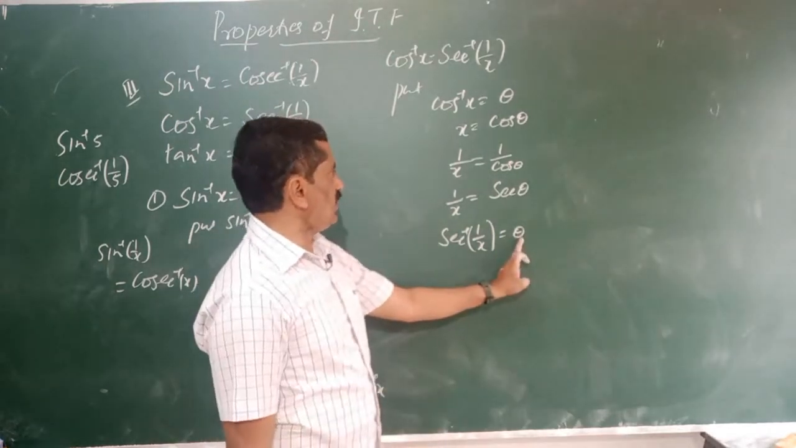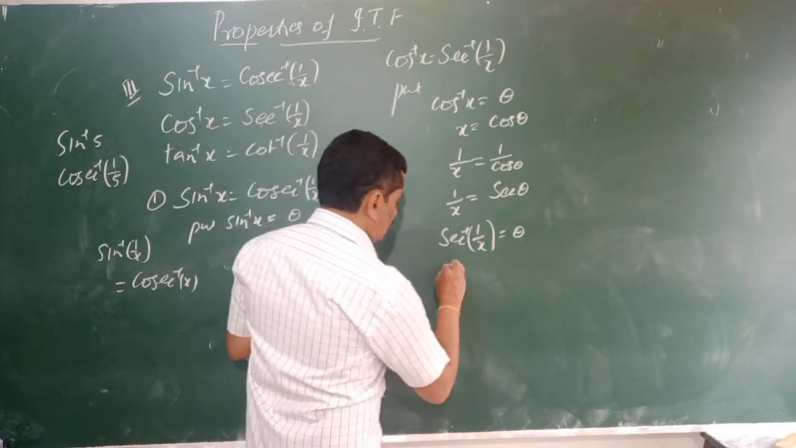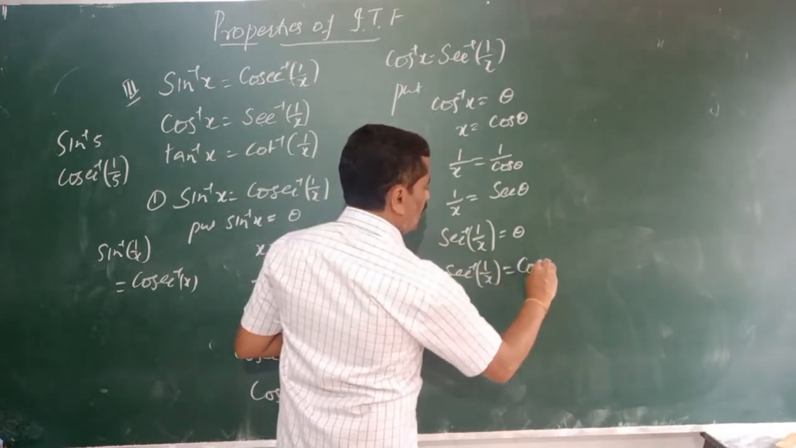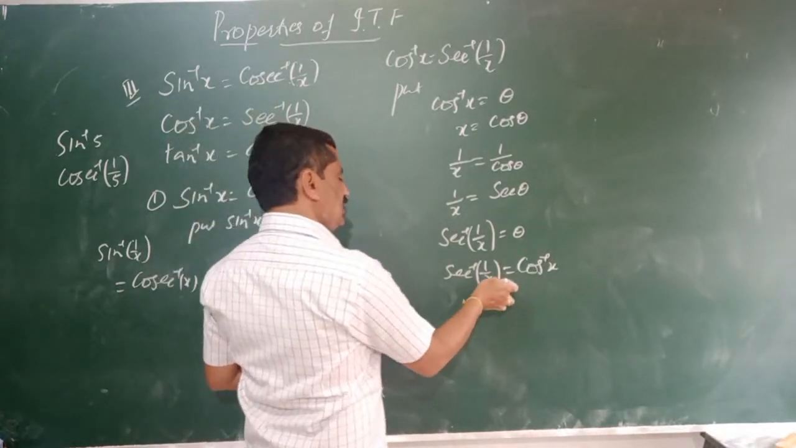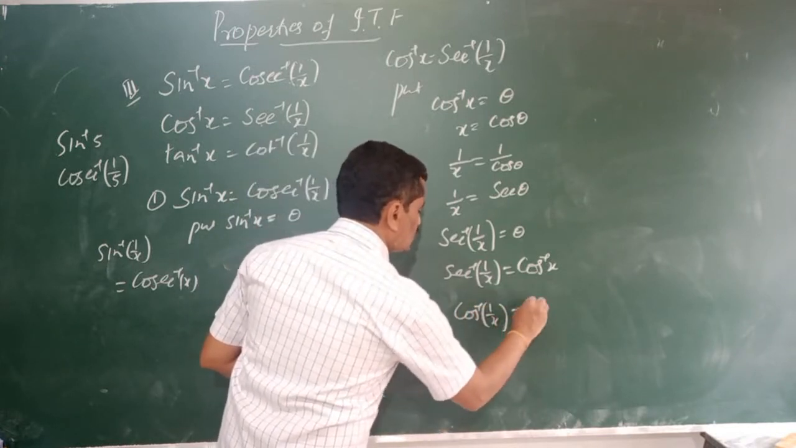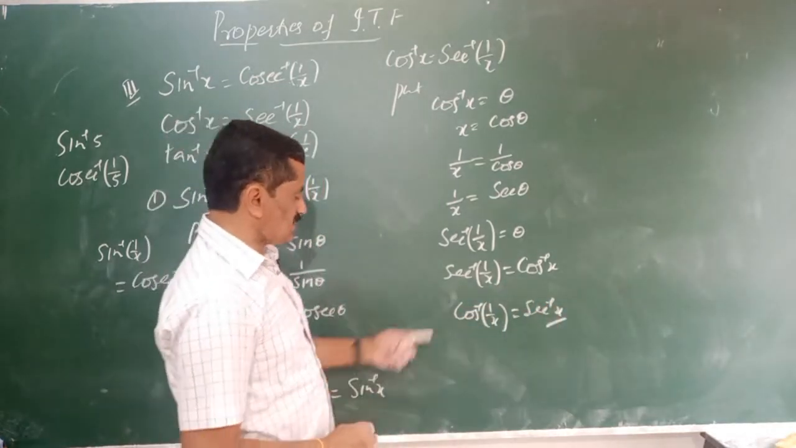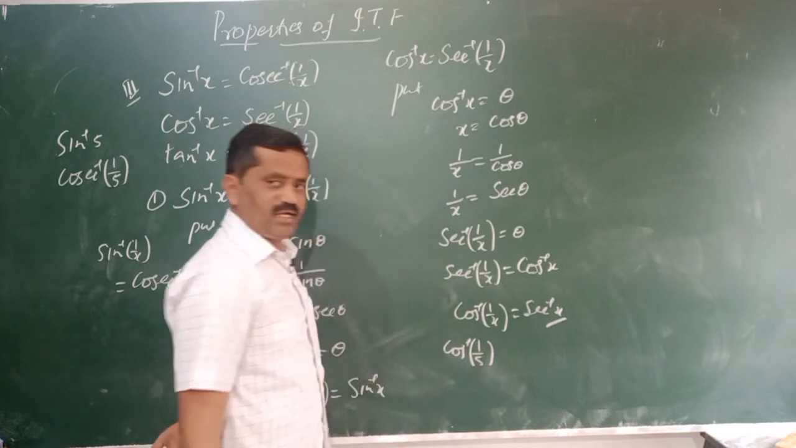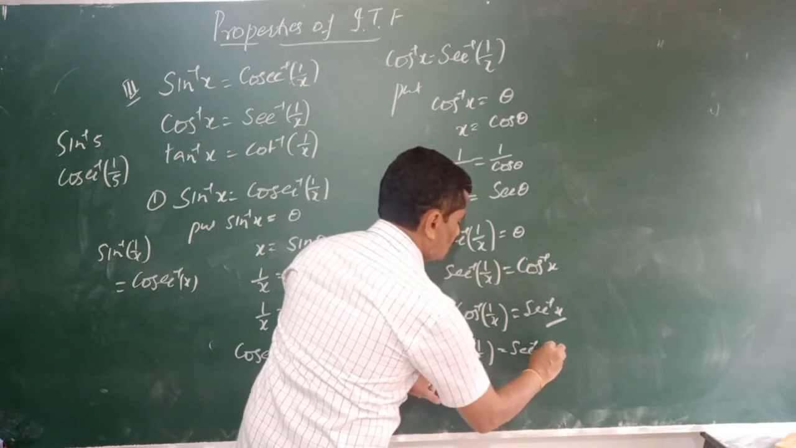But what is the value of theta? We have cos inverse of x. Therefore secant inverse of 1 by x is equal to cos inverse of x. So this can also be written as cos inverse of 1 by x is equal to secant inverse of x. Again, for example, we have cos inverse of 1 by 5. Now this can be written as secant inverse of 5.